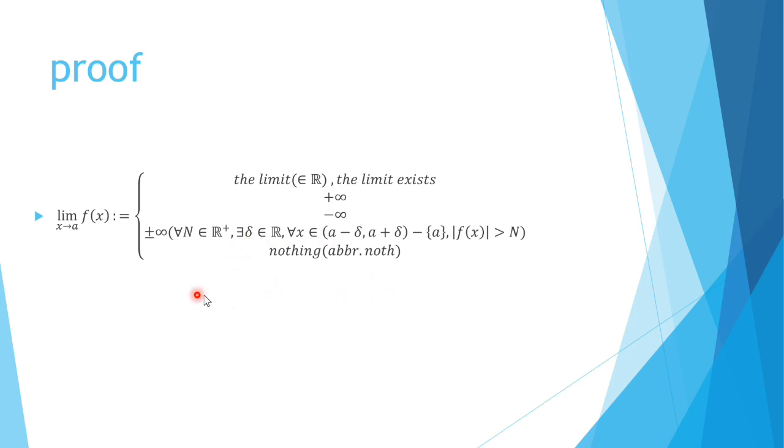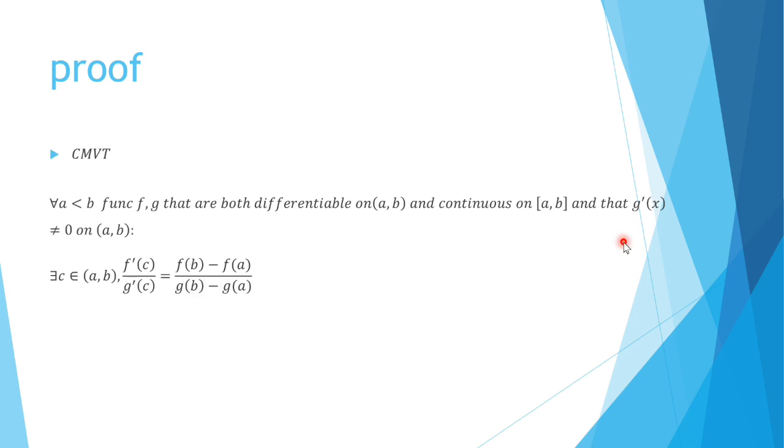The abbreviation NOT will be used frequently in the subsequent proofs. The both-sided infinity definition is shown on the right, and here is the absolute value of f greater than n. Cauchy's mean value theorem, abbreviated as the CMVT, will also be frequently used in the following report.